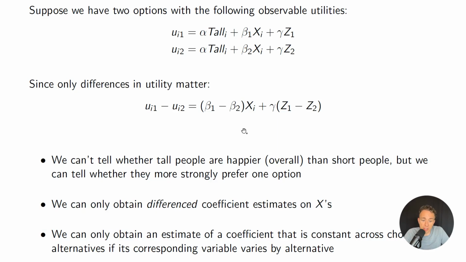And then the third implication is that we're only going to be able to get an estimate on something about the choice alternative if that thing varies across alternatives. So if every restaurant had the same price, I wouldn't be able to infer how price sensitive the decision maker is, because there wouldn't be any variation to tell me how much they care about the price. So hopefully these things make intuitive sense to you, but they are important formalities that we need to cover before we go further.